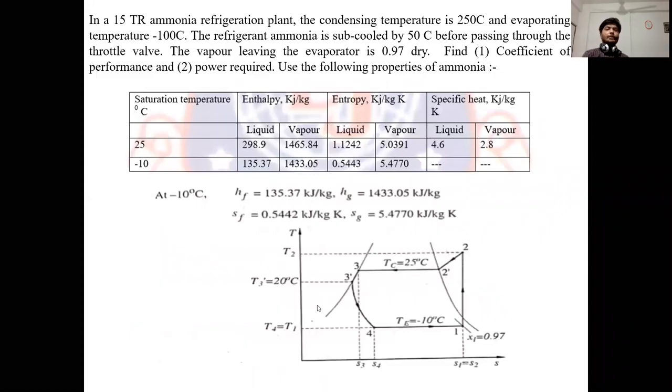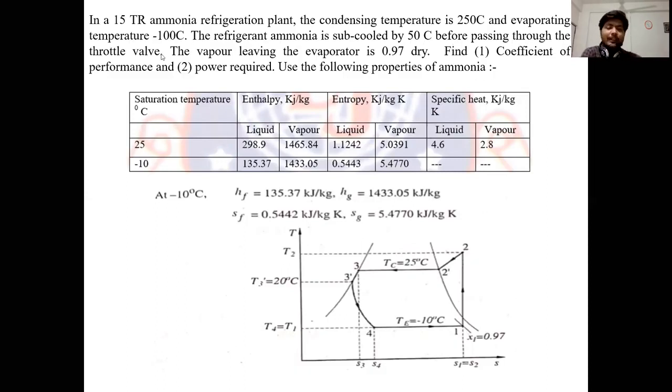Okay. Now numerical number 2. In a 15 TR, that means 15 ton ammonia refrigerant plant, the refrigeration capacity is given. The condensing temperature is not 250, that is 25 degrees centigrade, and the evaporator temperature is not 100, that is minus 10 degrees, which is already in the table. The refrigerant ammonia is subcooled by not 50 centigrade, that is 5 degrees, some mistakes. The condensing temperature is 25 degrees centigrade, evaporator temperature is minus 10 degrees centigrade, and the subcooling is 5 degrees before passing through the throttle valve.